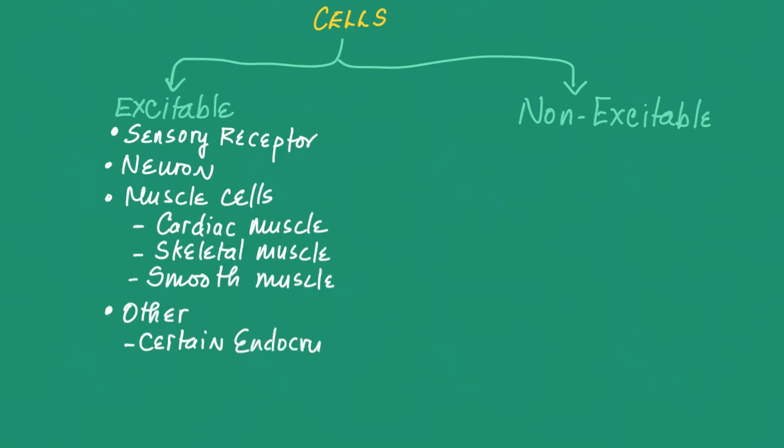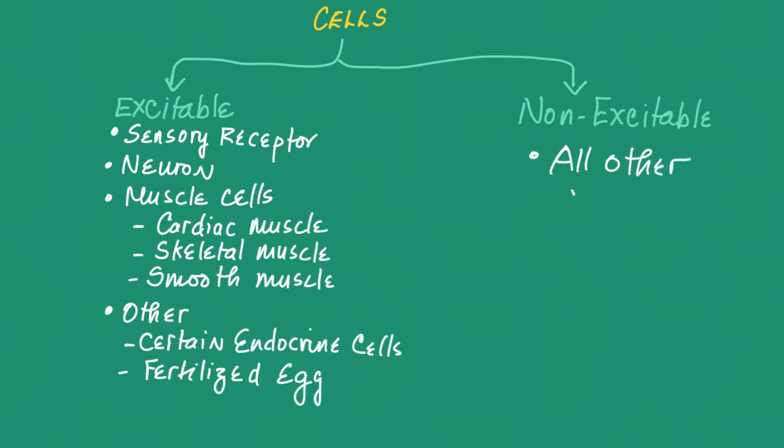They're not very common. One of them is the endocrine cells that are found in the pancreas, and the fertilized ovum, or fertilized egg. They are electrically excitable. All other cells in the body outside of these categories are not electrically excitable. A stomach cell, a liver cell, a skin cell: not electrically excitable.